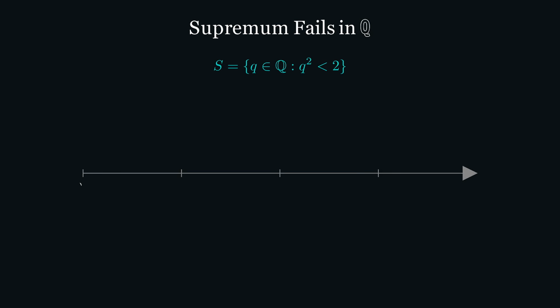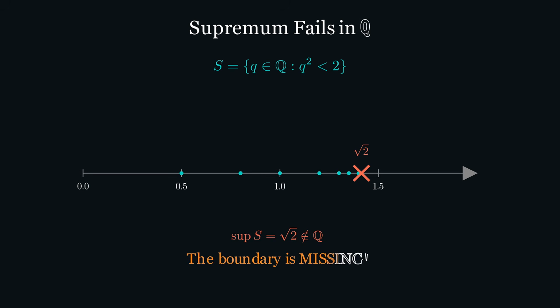In the rational numbers, supremums don't always exist. Consider all rationals whose square is less than 2. This set is bounded above by 2, but it has no least upper bound within the rationals because the square root of 2 is irrational. The boundary required doesn't exist in the rational number system. This incompleteness necessitates the 10th axiom.